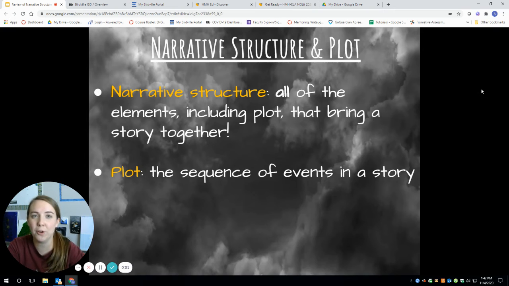Hey guys, welcome to our quick review of narrative structure and plot. This is something you learned about in 5th, 6th, 7th grade, but we need to review it in 8th grade just to make sure you still have a really good handle on the terminology, on some of this vocabulary before we move on.